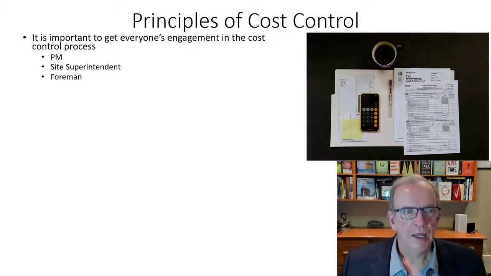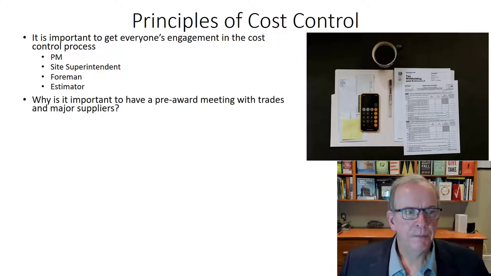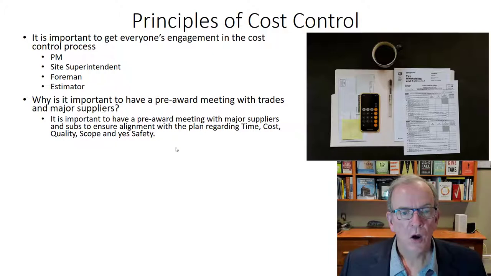So engagement of the people involved, if we're just looking at our own company, then we'd be looking at the project manager, the site superintendent, the foreman, the estimator, especially if we're self-performing the work. And of course, when we're awarding contracts and we're procuring the work, we want to make sure that we are all on the same page and get our engagement, and there's alignment right from the get-go.